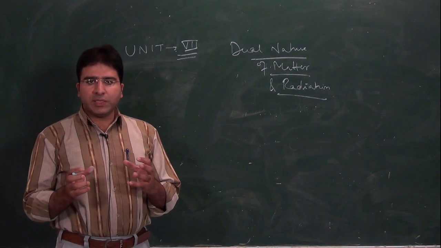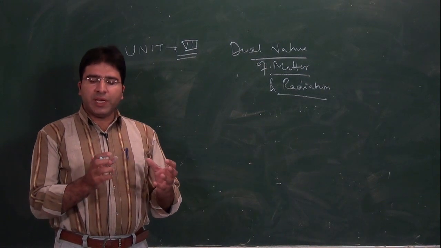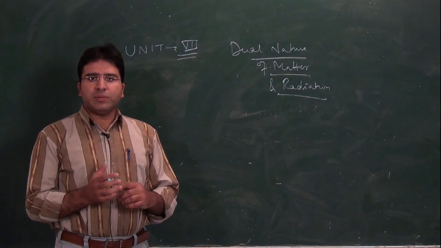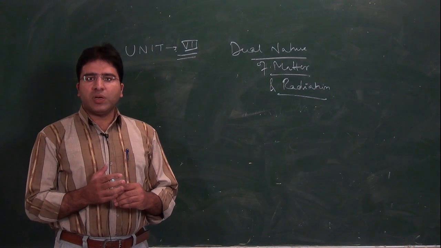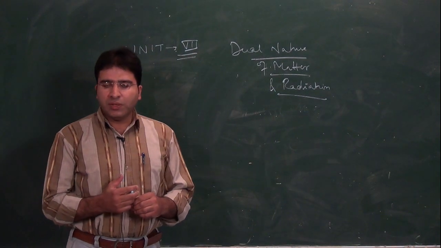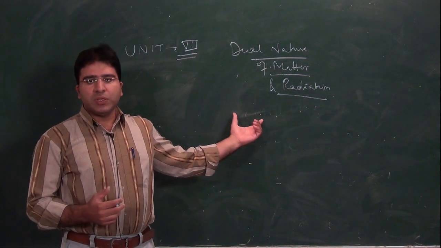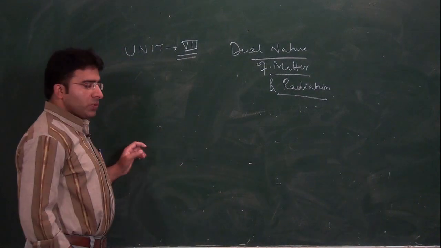And we know there is a relation which connects the wave nature and particle nature of both radiation and matter. That relation is called de Broglie's equation, which says lambda is equal to h by p. We have to discuss that. So first we have to discuss the photoelectric effect.